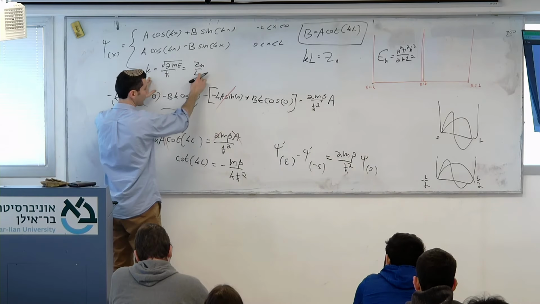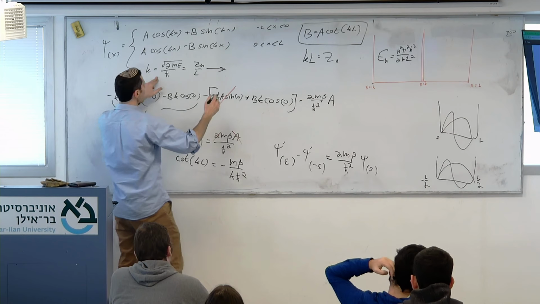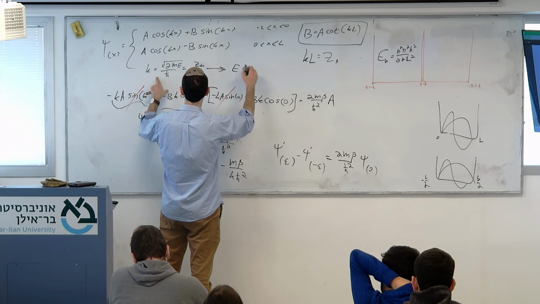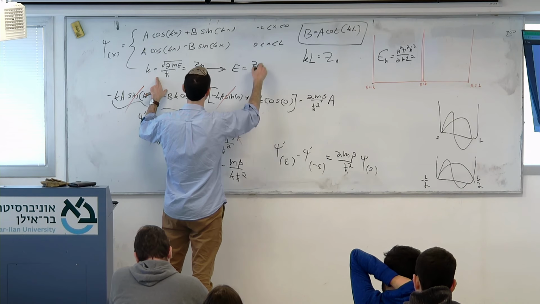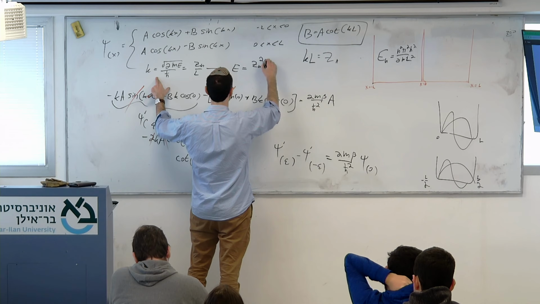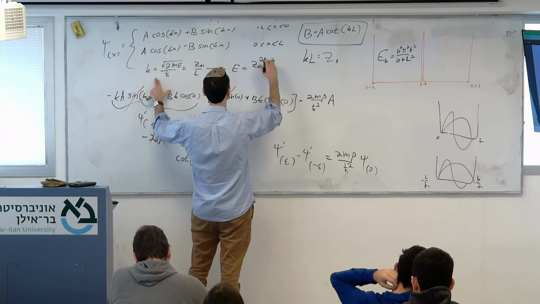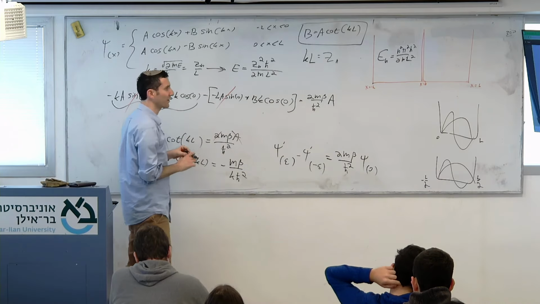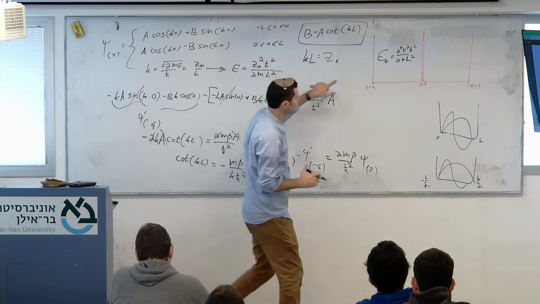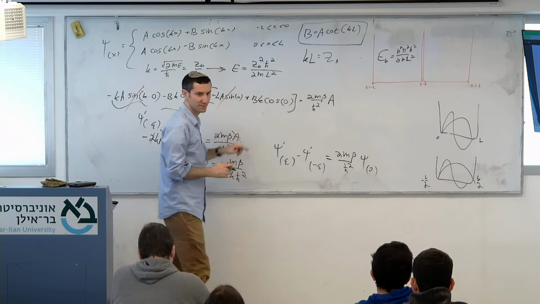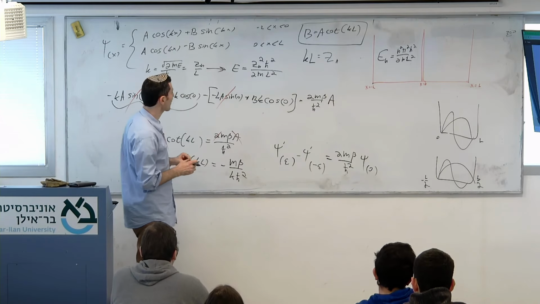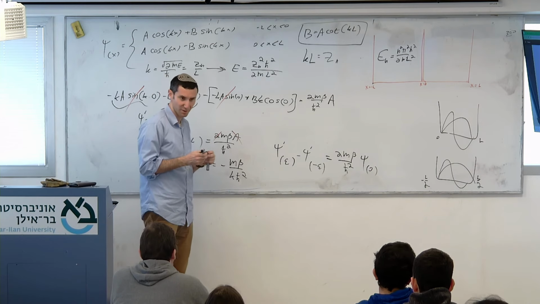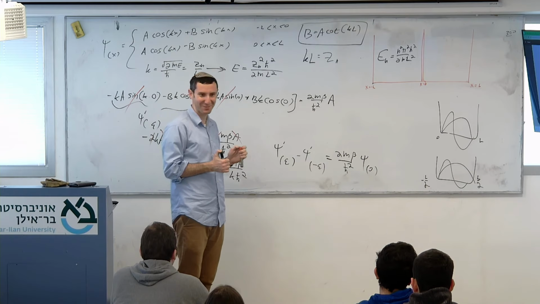Instead of k, I can write Zn over L. So E would be Zn squared h bar squared over 2mL squared. That's what I get here, right? Ooh, this seems similar, right? This was for the even solutions. This is the odd solutions. It's going to be a little odd.